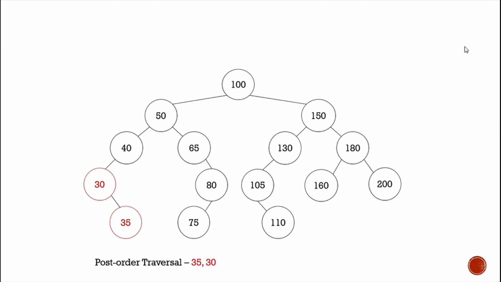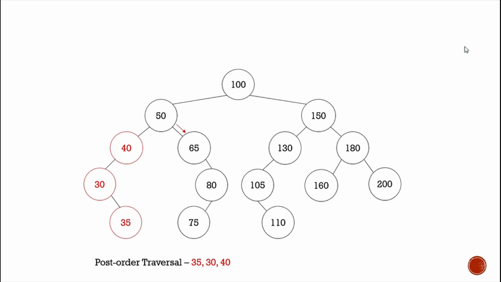So we backtrack to 40, and after this it tries to travel to its right subtree. But 40 doesn't have any right subtree. So now 40 is printed as it is the parent node here. Now we can see that the left subtree of 50 is done being traversed. So we backtrack to 50, and now the right subtree of 50 must be visited. So we travel to 65.